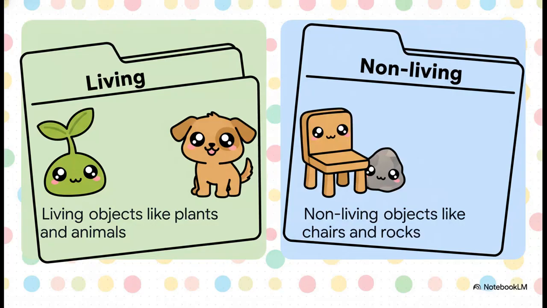Now, as scientists, we really like to organize the things we discover. So we can sort all the objects in our environment into two very important, top-secret detective files. We've got living objects, like plants and animals, and non-living objects, like chairs and rocks.